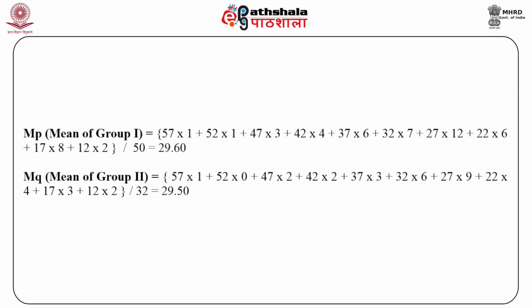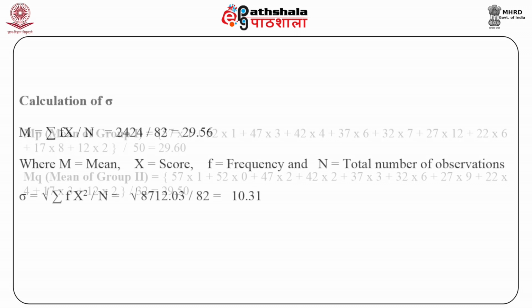The mean of group 2, Mq, is equal to 57 multiplied by 1 plus 52 multiplied by 0 plus 47 multiplied by 2 plus 42 multiplied by 2 plus 37 multiplied by 3 plus 32 multiplied by 6 plus 27 multiplied by 9 plus 22 multiplied by 4 plus 17 multiplied by 3 plus 12 multiplied by 2, the whole divided by 32, making it 29.50.